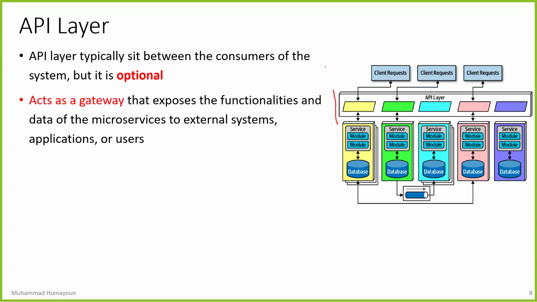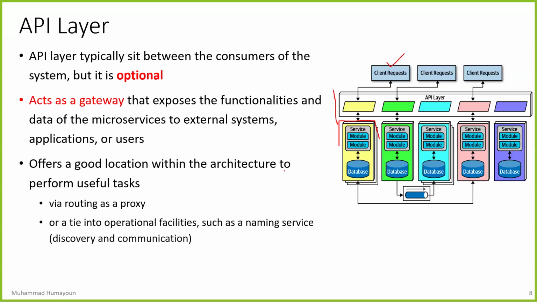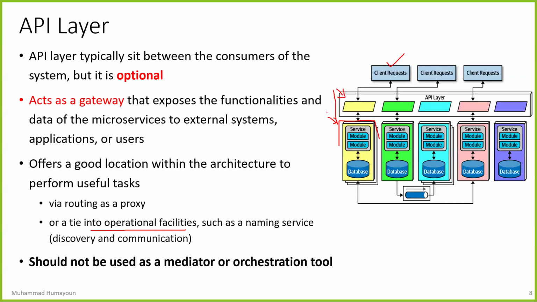So it acts as a gateway between the request and the service, as we have seen in assignment 2 also. It is good to have because it can work as a routing layer or as a proxy, and it also allows you to take care of some operational facilities. Like you can see how much pressure this service is under. So operational things can also be taken care of if you provide these functionalities through this API layer.